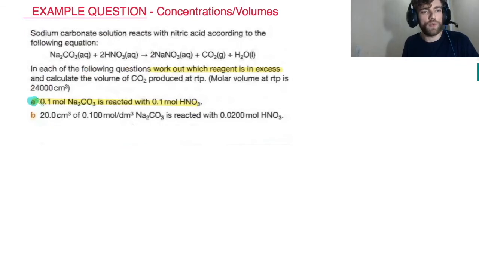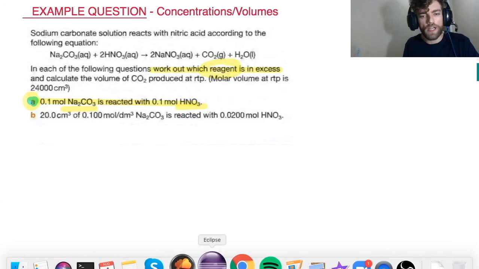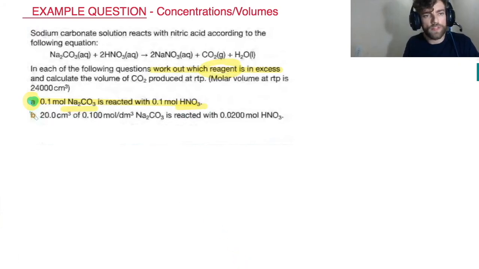Okay, so let's have a little look at the solution to question A. I've been asked to work out which reagent is in excess out of sodium carbonate and nitric acid. And it's very tempting to look at this and say, well, hang on a second, there's 0.1 moles of each. Surely that means there's the same amount of each and neither is in excess. But we have to be careful.